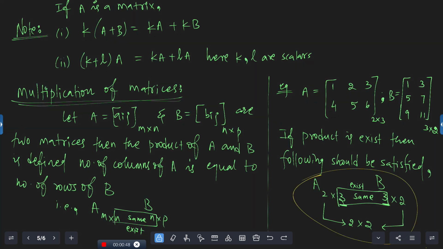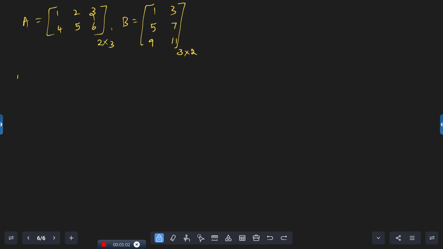It means the first matrix's columns and the second matrix's rows are the same, then only it exists. The answer will also be 2 by 2. It means you are going to get a 2 by 2 answer. That will multiply. First AB, which is equal to, we have to write as it is.